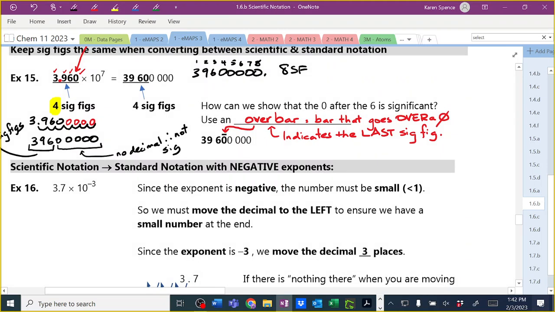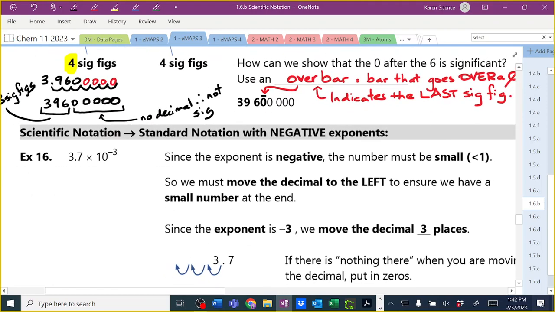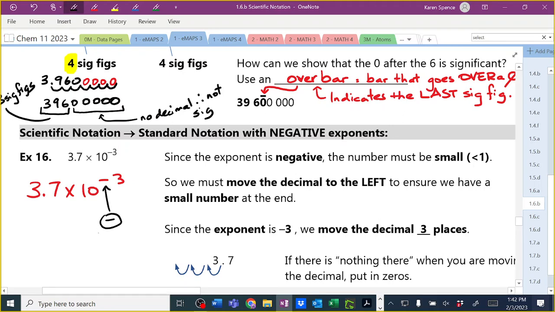Just 1 or 2 more examples and then we're done, which is good because we're almost out of time. Okay, so 3.7 times 10 to the minus 3. The exponent is negative. Therefore, we need to make the number smaller.